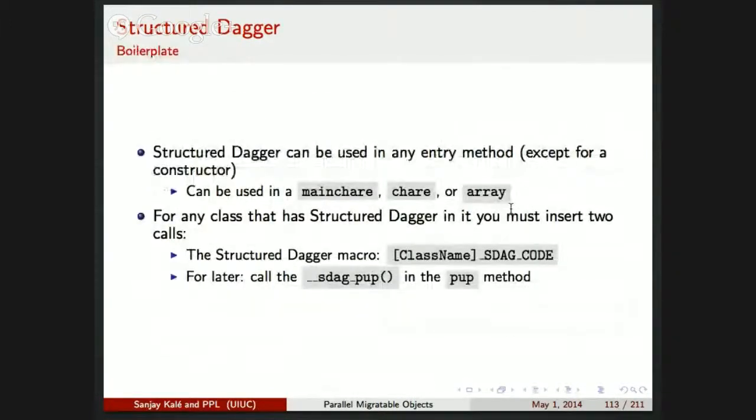Yes. So let's see. Structured Dagger can be used in any normal entry method, excluding a constructor. It can be used on a main chare, a chare, or an array. And then there's just a little bit of extra you need to add when you have Structured Dagger code. Again, this is going to be in the CI file. The code for this Structured Dagger stuff is going to be generated by the charmc translator. It'll generate a macro that you need to include in your actual C++ file, so it knows what extra code to include there. It also adds a little bit extra to the pup method. You need to also call SDAG pup, so any SDAG state information can be pupped as well.